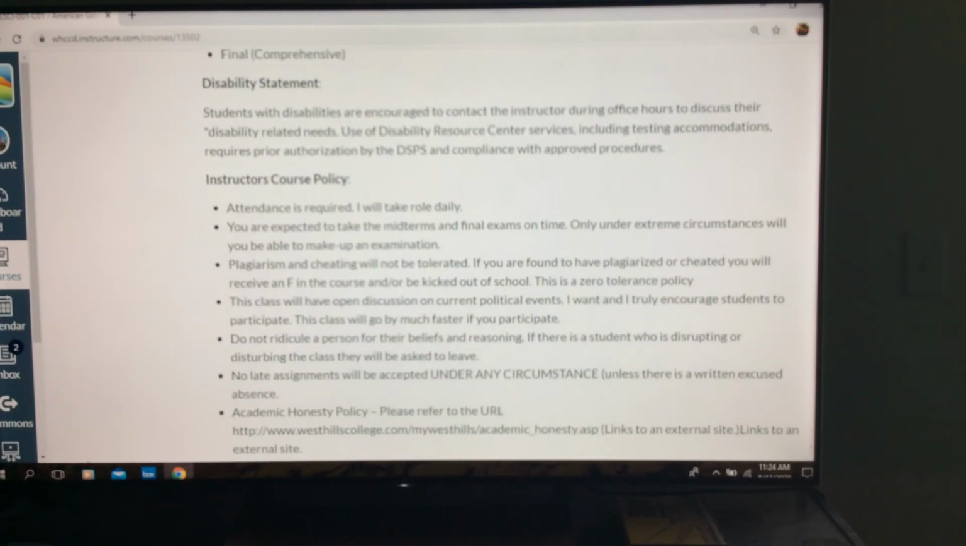Disability statement. Please, if you think that you have a disability, please contact me. We'll be discreet, and we'll get you in touch with DSPS and hopefully get you some help so that you're able to pass the class, because I do want you to pass the class.